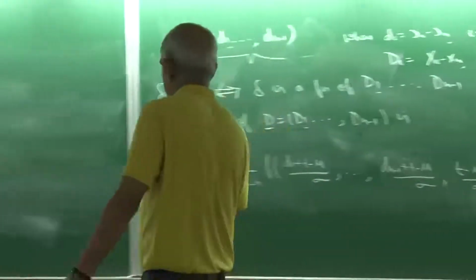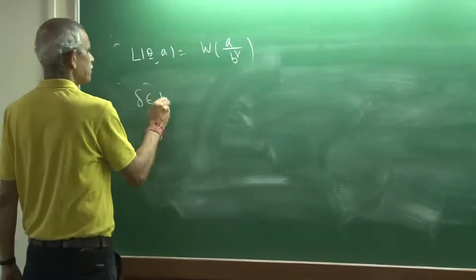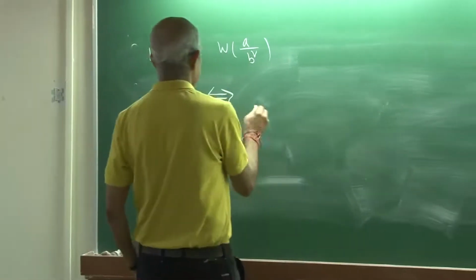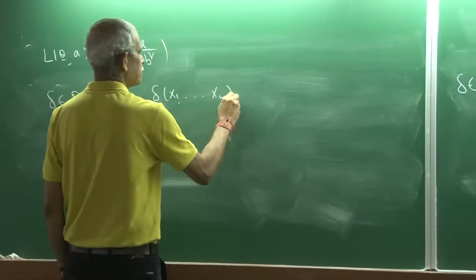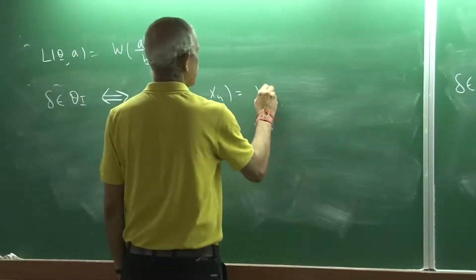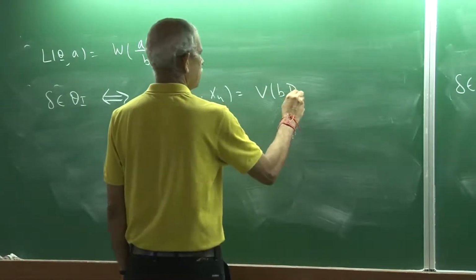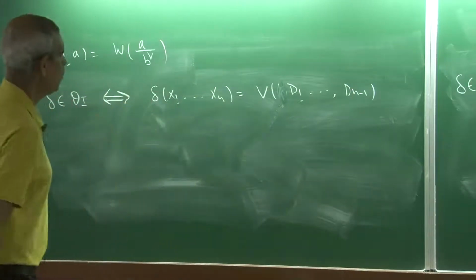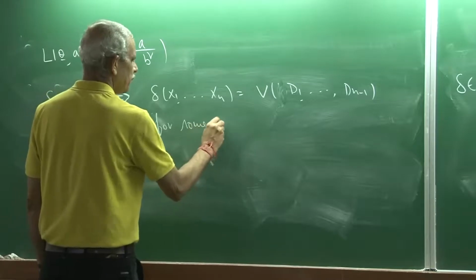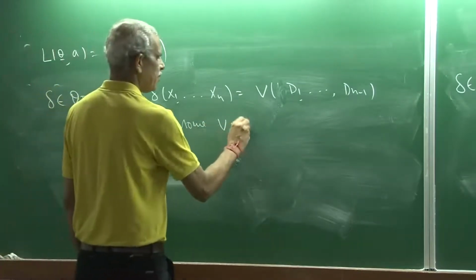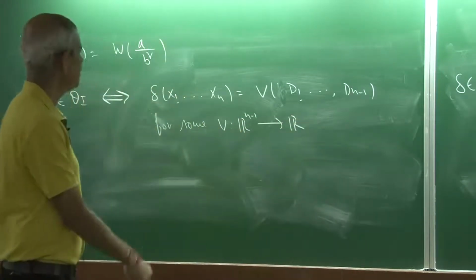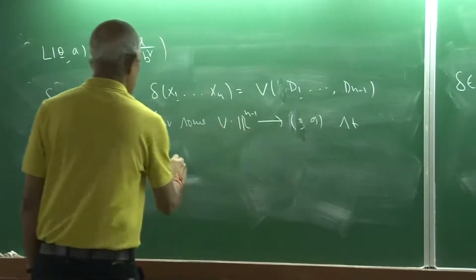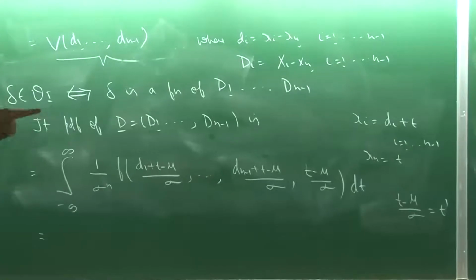So what you conclude first over here is delta belongs to di if and only if delta of bx1, bxn is the same as v of b d1, b d2, b dn minus 1, a function of d1, d2, dn minus 1, for some v which is from R^(n minus 1) to R. In fact, we'll have it from 0 to infinity because my Xn space is 0 to infinity, such that v should satisfy the property we have seen: v of b d1, b d2, b dn minus 1.